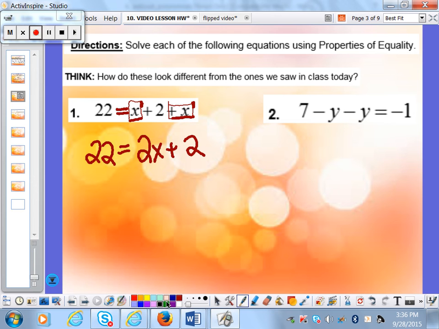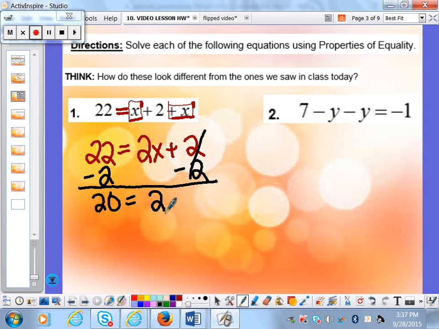Okay, this looks similar to the ones that we did today. So I'm going to get rid of this plus 2 first. It is the least connected to the x, and I will subtract it from both sides. Lastly, I need to eliminate this 2 here, so I'm going to divide by 2 because it's connected to the x through multiplication. So the opposite is division.